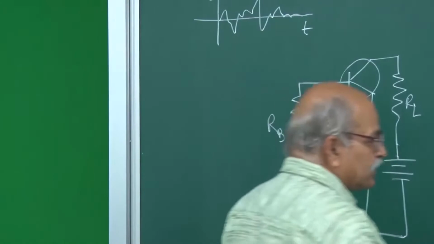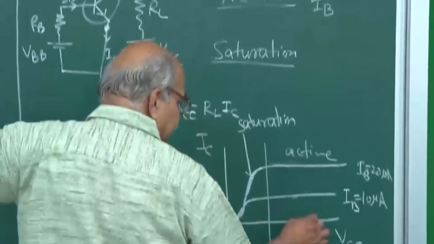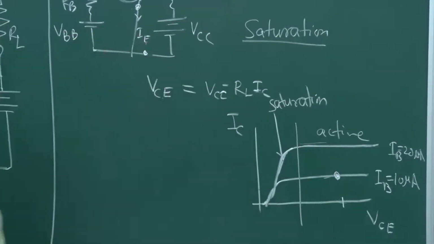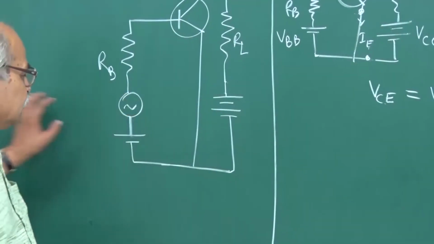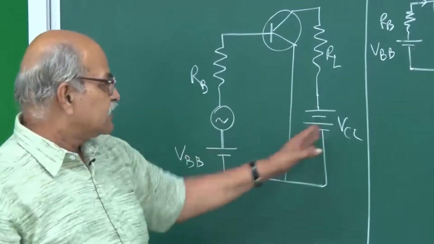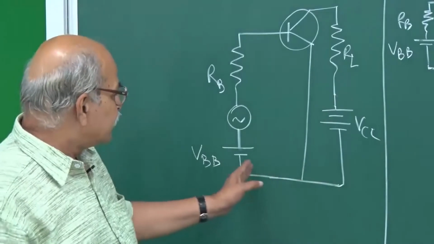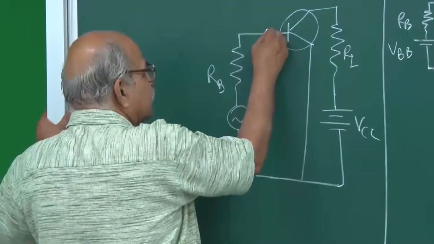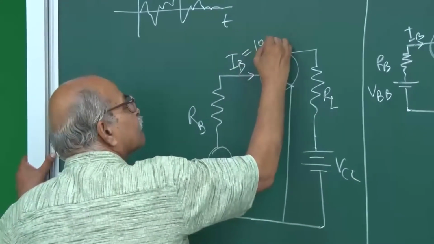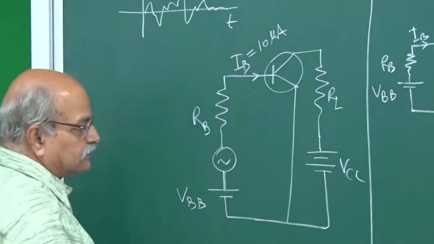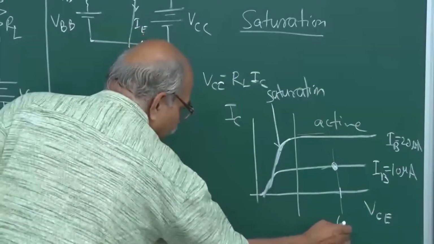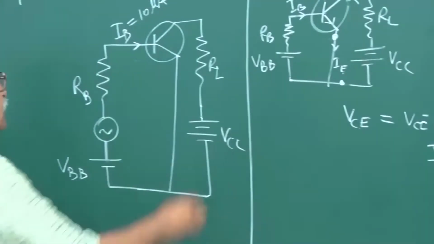In this diagram, let us say I am somewhere here when there is no signal. That means when this signal is 0, then this VCC and this VBB have such values that the base current is, okay, this is the base current, say 10 microamperes, and this VCE is something, maybe let us say 4 volts. So this VCE is 4 volts from here to here.